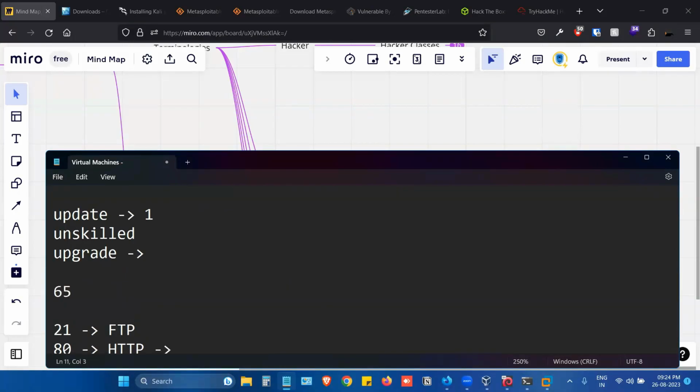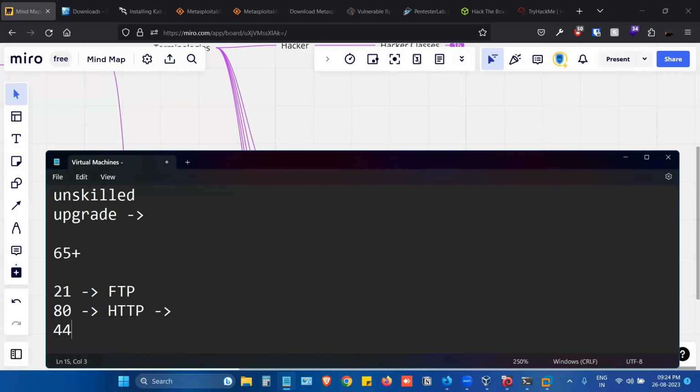Already there are 65,000 plus ports available. Again, a few of them are already reserved for certain protocols. So these are some common ones. So port 443, we use HTTPS.